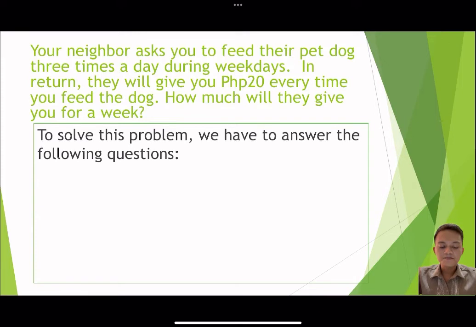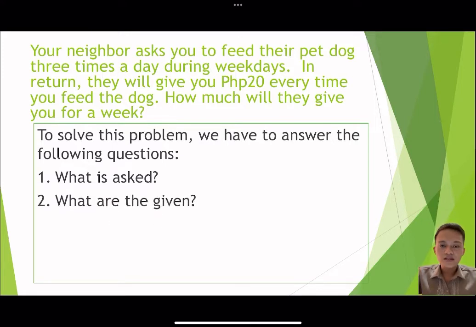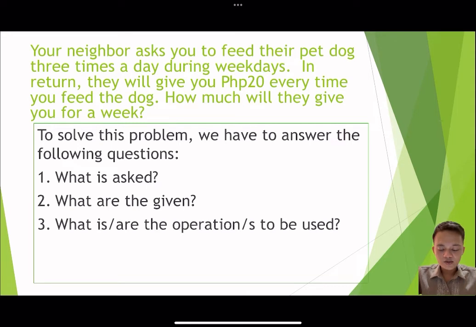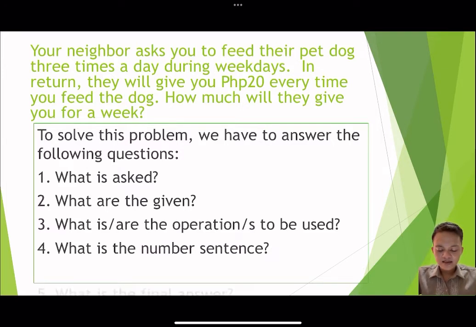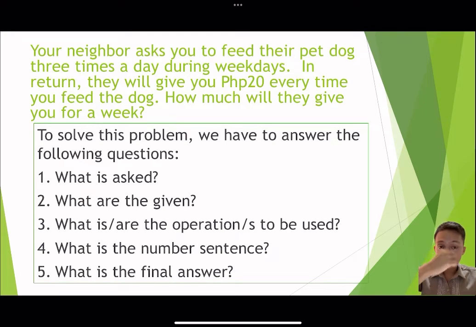To solve this problem, we have to answer the following questions. First is, what is asked? Ano ba yung tinatanong doon sa ating problem na kailangan nating sagutan or isolve? Number 2, what are the given? Ano yung mga given sa ating problem? Number 3, what are the operations to be used? Ano yung operation na gagamitin natin sa pag-solve ng ating problem? Number 4, what is the number sentence? And number 5, what is the final answer?